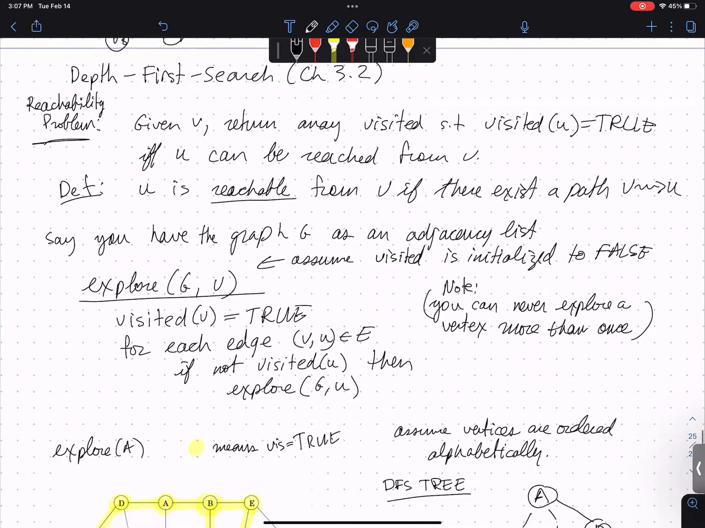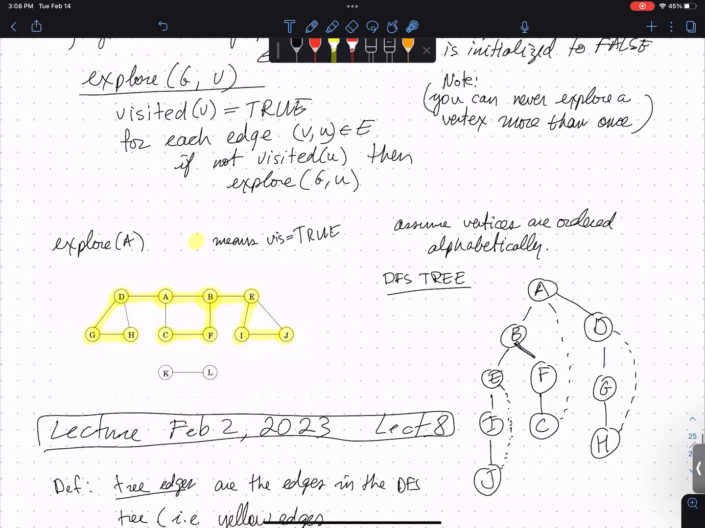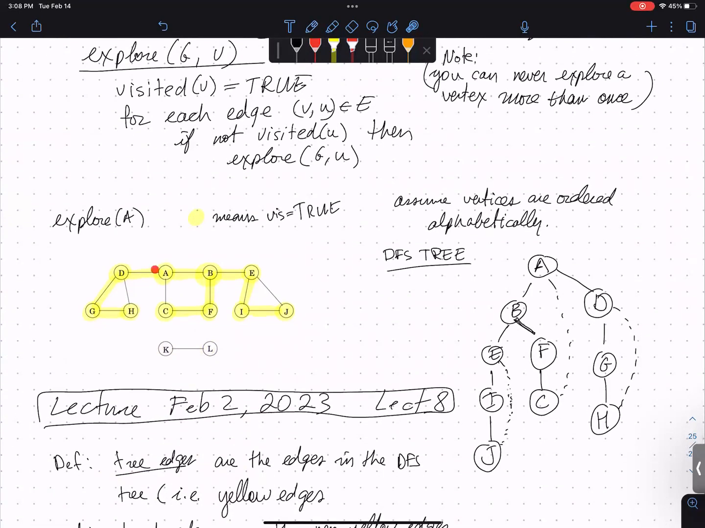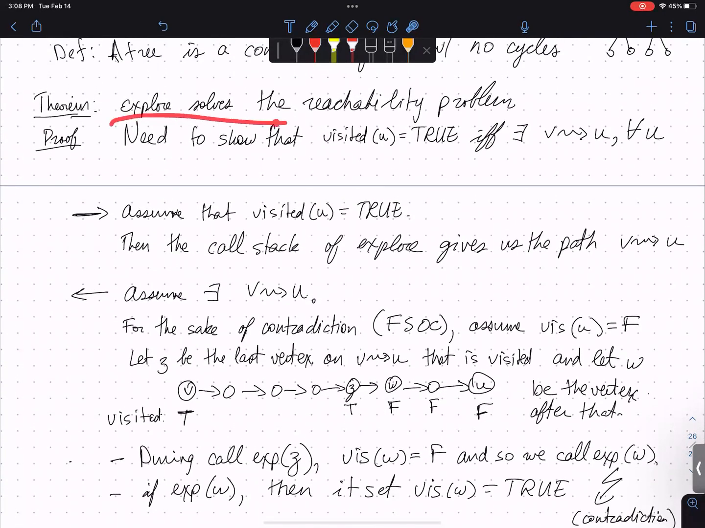Then we started with algorithms. We looked first at the reachability problem, which is: given a vertex V, mark all the vertices that can be reached from V. There was a very simple algorithm to do that, the explore algorithm. We saw that explore, starting from a node, visits every other node in the connected component of that node. So we showed that explore, in fact, solves this reachability problem.